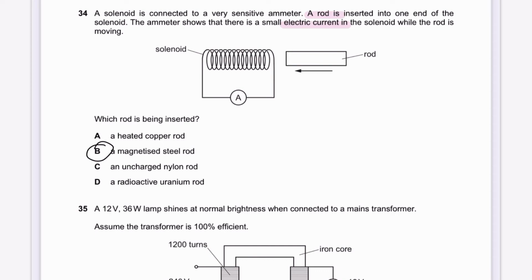It doesn't make sense if it was a heater copper rod, a nylon rod, or a uranium rod. Whichever one of these rods, moving them in and out or around the solenoid would not produce an electric current.